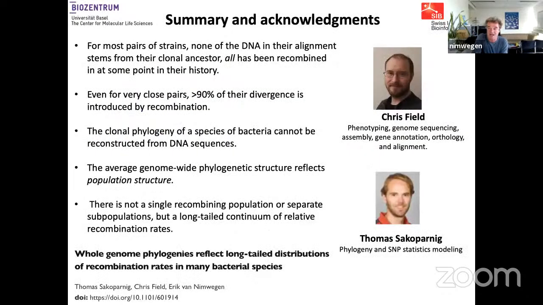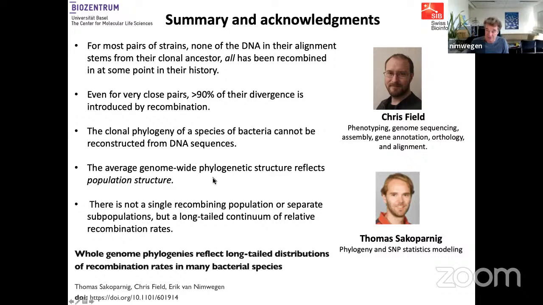All right, so with that, I've come to the end. So the key things that I want you to take away of this is that for most pairs of strains, none of the DNA in their alignment stems from the clonal ancestor. All has been recombined at some point in history. Even for closed pairs, more than 90% of the divergence is induced by recombination. The clonal phylogeny of the species, we don't believe you can reconstruct anymore. It has been overwritten by recombination too much.